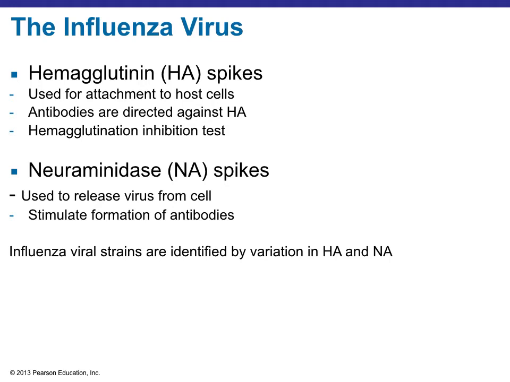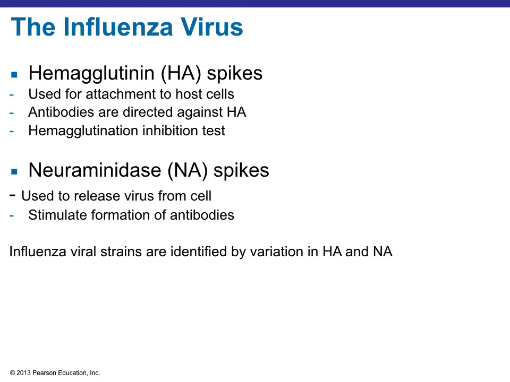The hemagglutinin or HA spikes are used for attachment to host cells, and usually antibodies are directed against hemagglutinin proteins. These are also detected if you use the hemagglutination inhibition test for virus detection. The neuraminidase spikes are used to release viruses from cells, and they can also stimulate the formation of antibodies, since both of these proteins, hemagglutinin and neuraminidase, occur on the surface of the virus.